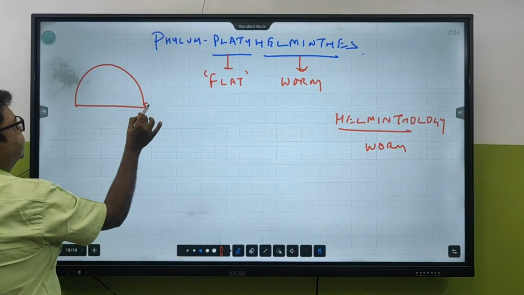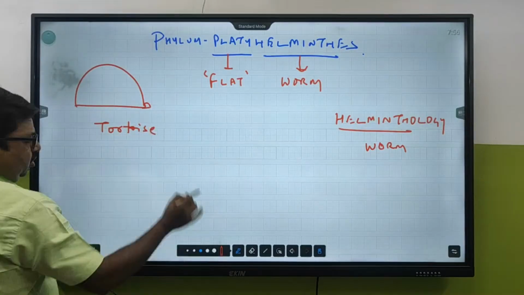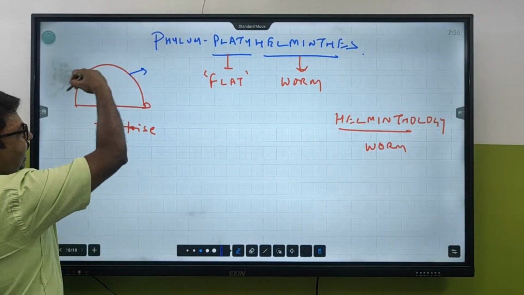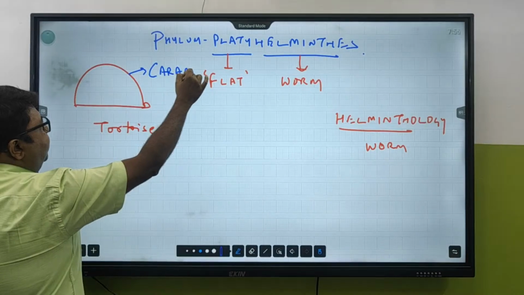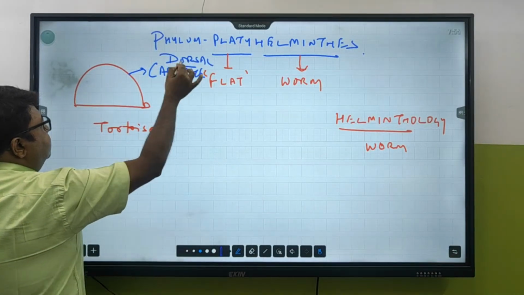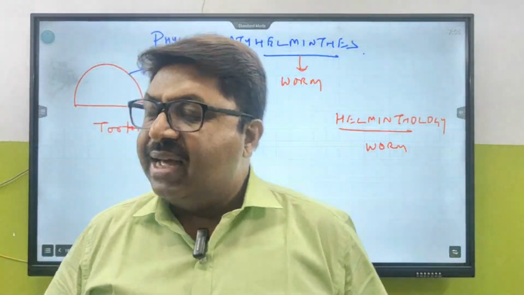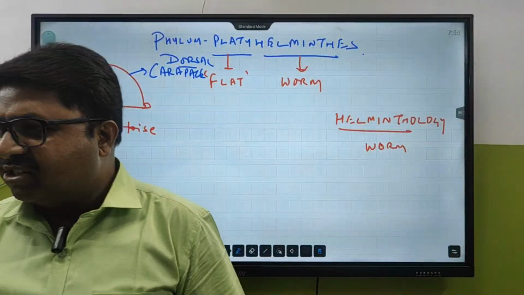They are dorso-ventrally flattened. Say for example, this is a tortoise. Now, this is a shell that they have. The shell is called carapace. We call it dorsal carapace. So what is the meaning of the term dorsal? The upper part of the body, against gravity, is called the dorsal part.